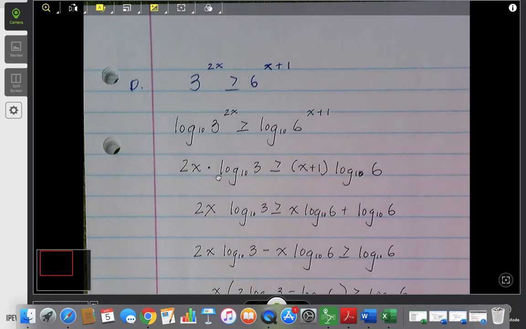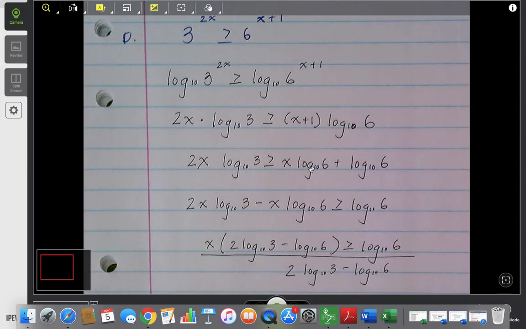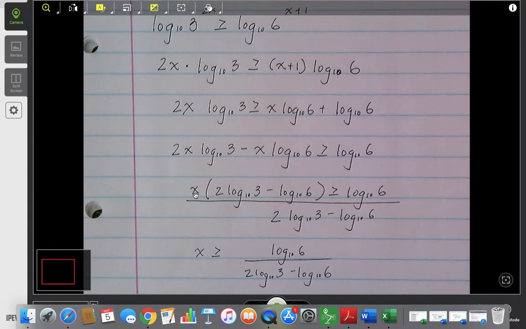Not much happening here on the left side other than I'm removing this dot notation, and it's understood that this is the product of this logarithmic expression and 2x. And here I'm using the distributive property once more to share out that x plus 1. And then here's where the creativity kicks in. You collect these x terms on one side of the inequality, leaving yourself with just a pure number here. These both have an x in common, so we're going to factor that out. And if I want to isolate this x, I need to get rid of this horrible looking coefficient. So I divide both sides by 2 log 3 minus log of 6.